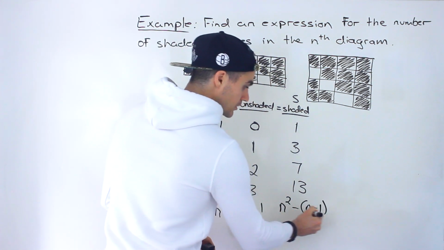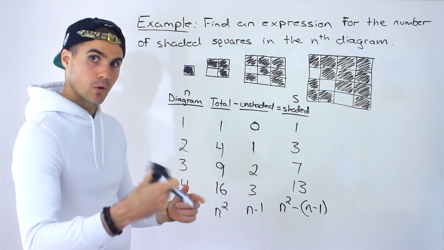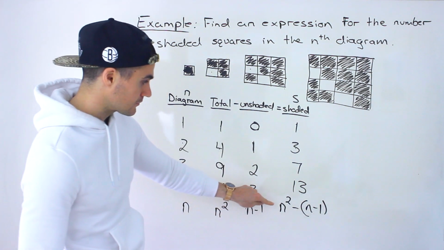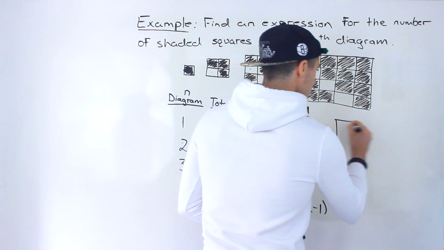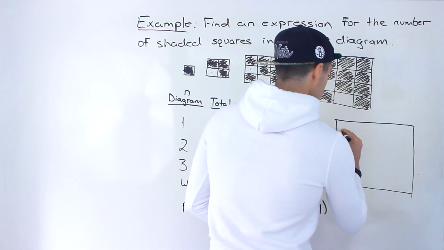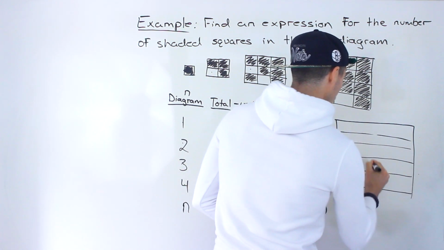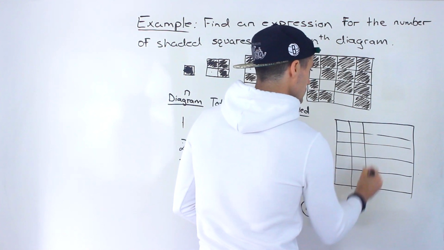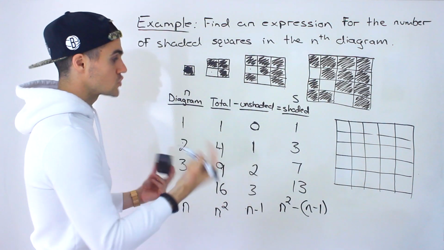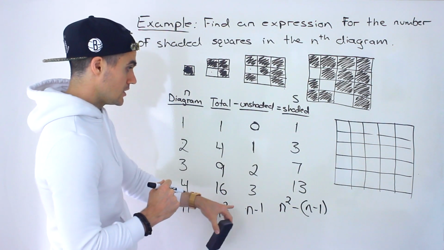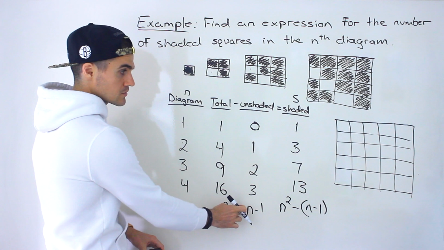You just got to be careful. You got to put that in brackets because you're subtracting that whole thing right there. So going back, the fifth diagram, it's going to be 5 to the power 2. So let's actually draw the fifth diagram. Now that we know the pattern, we'll have 1, 2, 3, 4, and 5, and then 1, 2, 3, 4, and 5, like that. So there's going to be 25 total squares. And then the number of unshaded squares, since we're on the fifth diagram, is going to be 5 minus 1. So it's going to be 4.